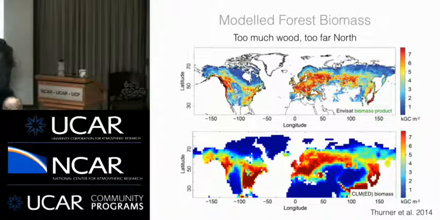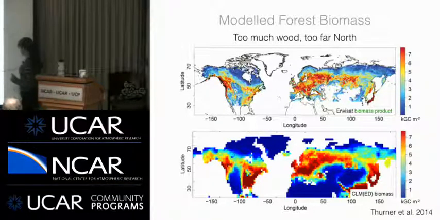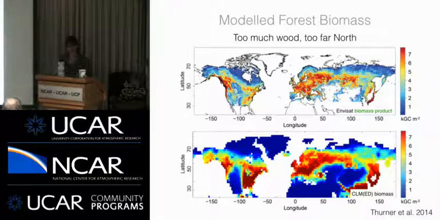Anyway, if you look up here, northern Scandinavia, we're getting the tree line right up by the Arctic Circle. And also over here in Siberia, we've got values of 4 and 5 happening up here, whereas they're more like 2 or 3 in the data product. So I thought to myself, well, why is that? Why are we getting the tree line too far north in the model?